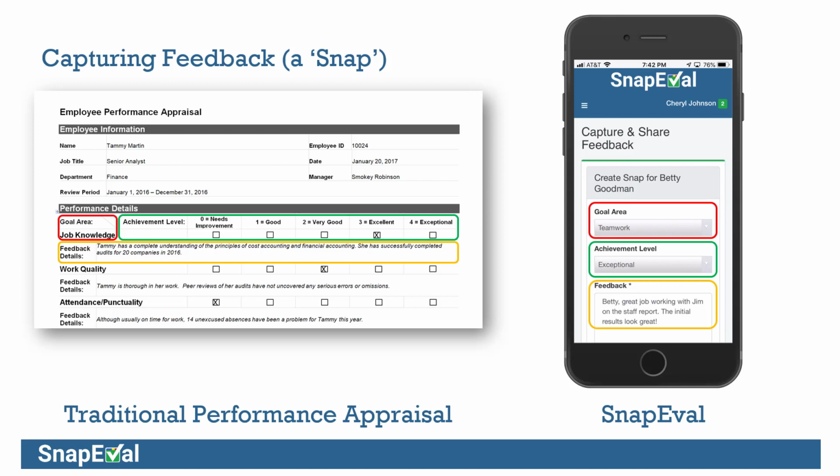What's great about this is it's very easy to create a snap. It takes literally seconds to do, and in the mobile app you use voice to text, so it takes almost no time whatsoever to capture a snap and share it with the employee. So all of the concepts in SnapEval around goal areas, achievement levels, and feedback details come directly from traditional performance appraisals. So these are really intuitive and familiar concepts for most managers and most employees.